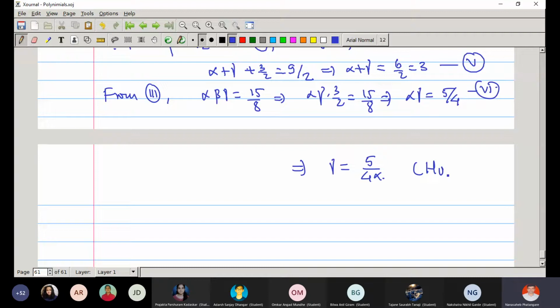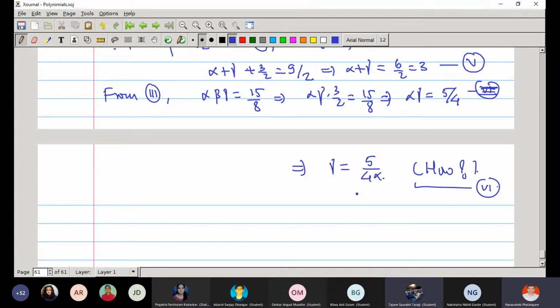Is it allowed to divide by alpha? This is a basic question, a very basic question. What do you think? Is it allowed to divide? When is it not allowed to divide? Do you understand? When is it not allowed to divide by a number?